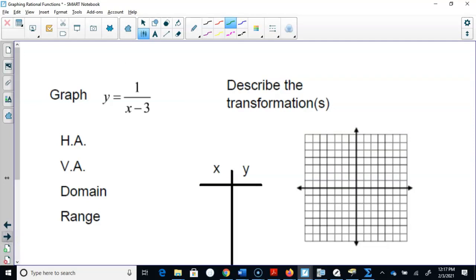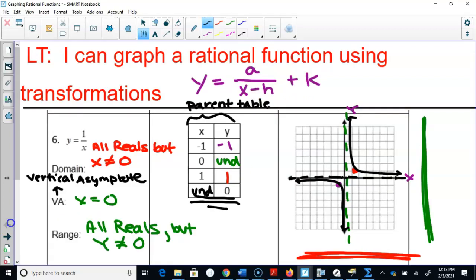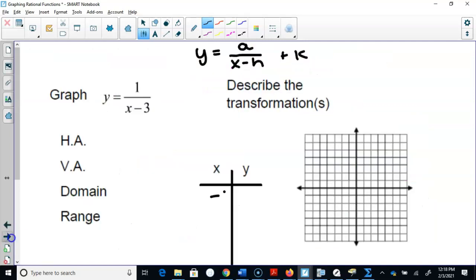transformations. Okay, so what I did is I talked about now our form. And we said y is equal to a over x minus h plus k. Now when we've been using transformations, the first step we've been doing is the parent table. So let's look at this parent table. We're going to take this table right here and transfer it over to our first equation. So we have -1, -1. When x is 0, our y value is undefined. When x is 1, our y value is 1. And when y is 0, our x is undefined. There is no x value that will make our y equal to 0.